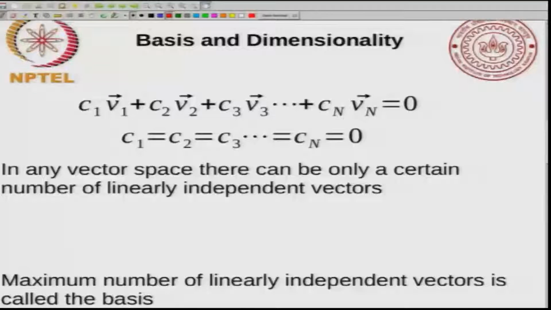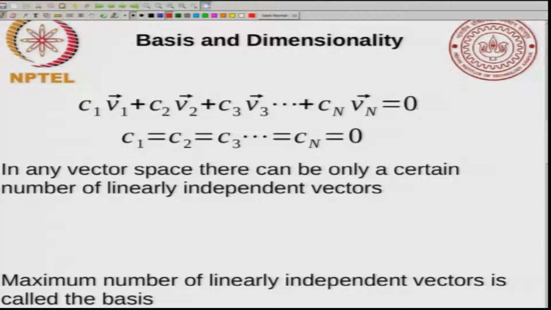Just to emphasize again, we said that these vectors v1, v2, v3 up to vn are linearly independent if the first equation implies the second. Now, in any vector space, there is always a maximum number of vectors that are linearly independent, and we will come to that in a minute. But let us take an example.